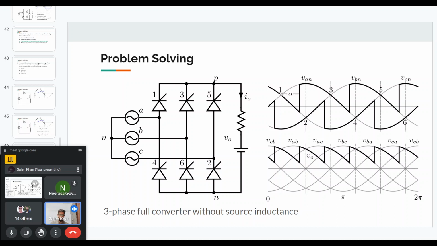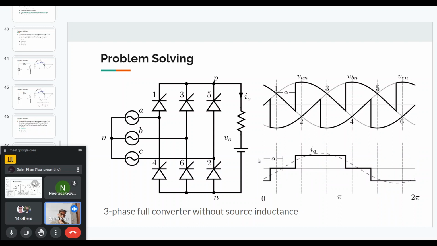This is for an alpha angle less than, let's say, 60 degrees. If we keep on increasing this alpha angle, the average output voltage will become zero, and then it can also go negative if we have an inductance or a load which can have a constant current. So these were the voltage waveforms.